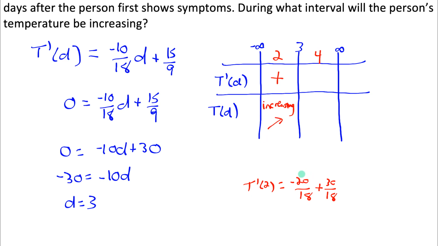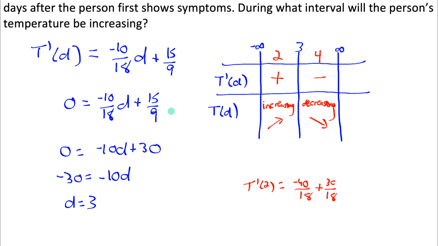How about when d is 4? I'd have -40 over 18 plus 30 over 18. That's -10 over 18. That's negative, which means the temperature must be decreasing over that interval.